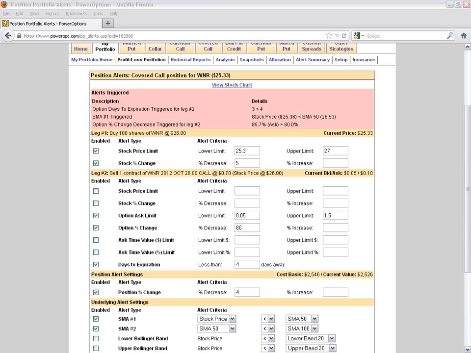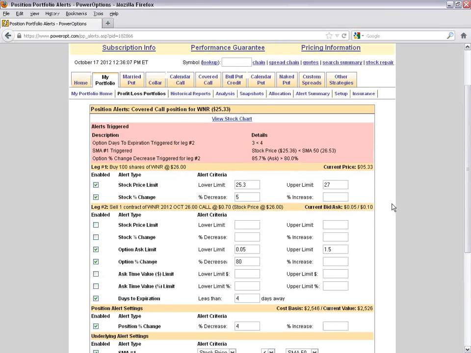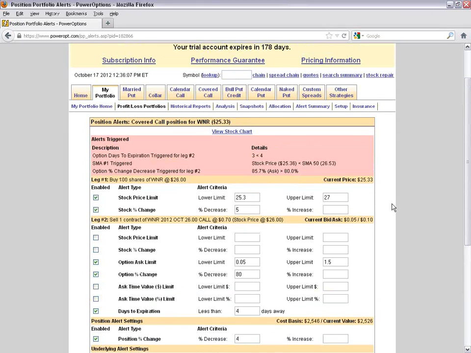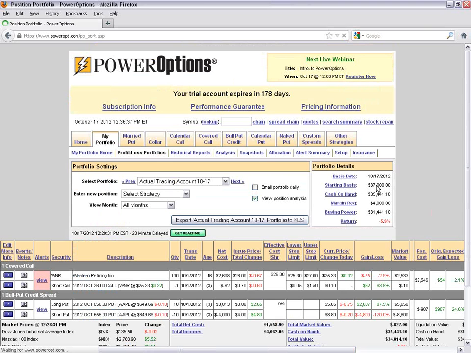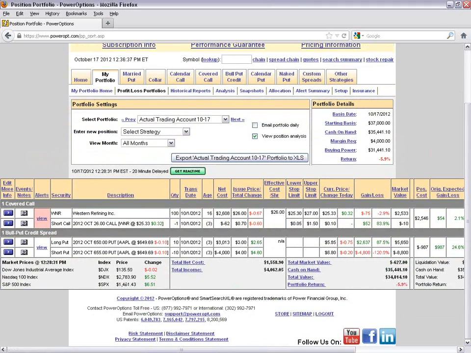All right, so set some alerts here. Now, what do we do? Well, if an alert's been triggered, something that we set as an alert has been triggered, we're going to want to make an adjustment. Let's go back to the profit and loss portfolios. I want you to pay attention to something here because we're going to do an adjustment here in a second.